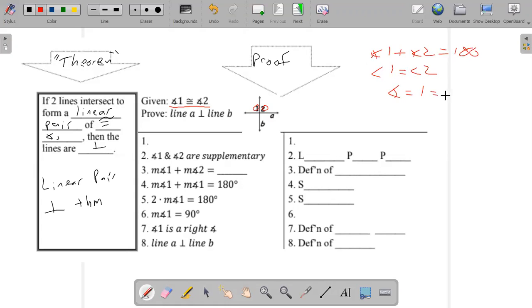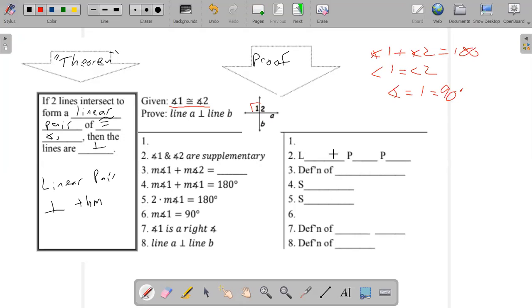Angle 1 is 90 degrees. So if I know that angle 1 is 90 degrees, that should make sense right here. If I just showed that angle 1 is 90 degrees, that means that A and B are going to be perpendicular to each other. That's what this theorem means.